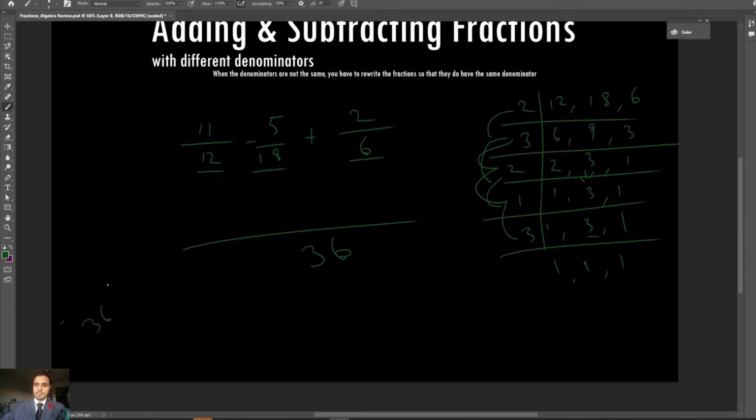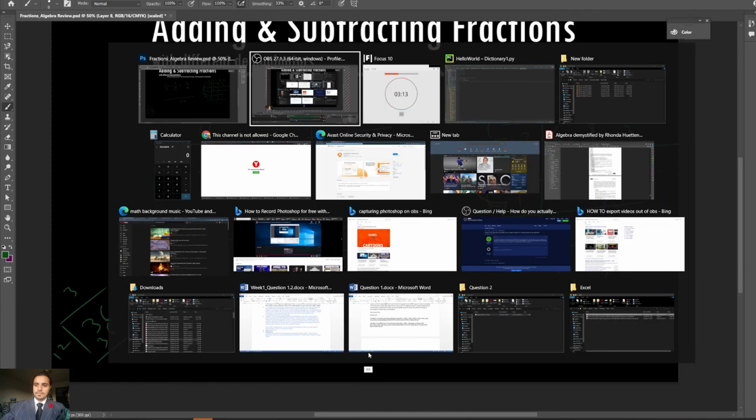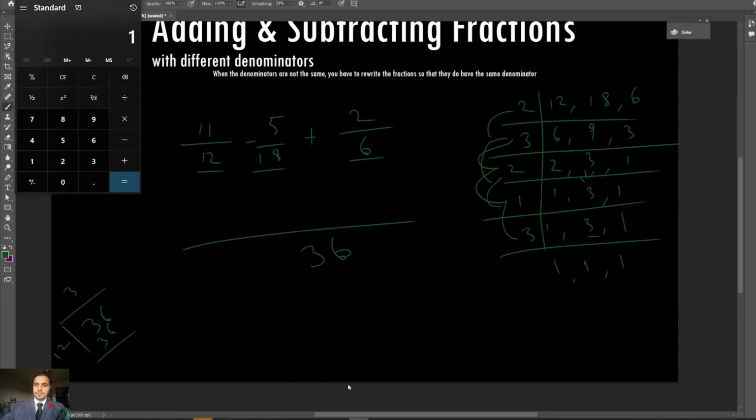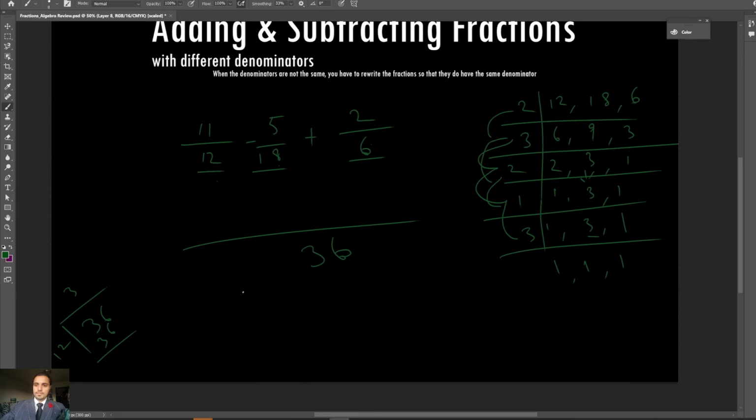It should go on completely. So 12 goes 3 times on 36, right? You can check here on the calculator. 36 divided by 12 is 3, right? We can't just write the 3. We have to use this quotient and multiply it with this upper number. So 3 times 11 is 33, minus, now we have to see how many times 18 goes on 36. So 18 goes on 36 twice, so 18 multiplied by 2 is 36.